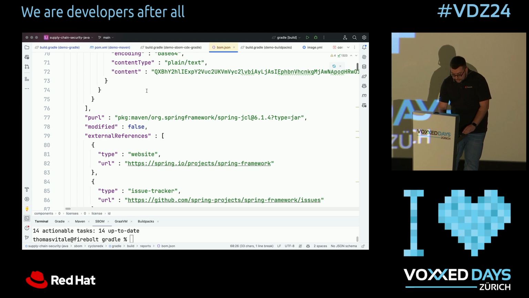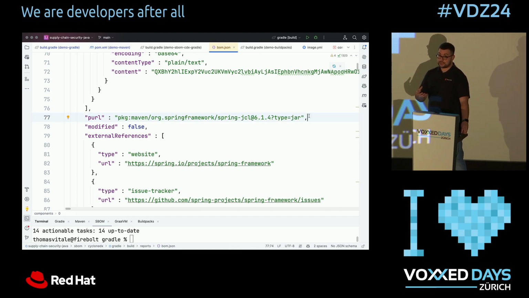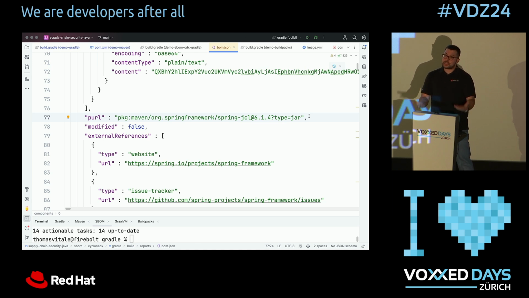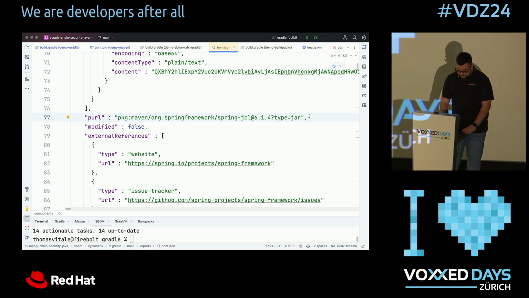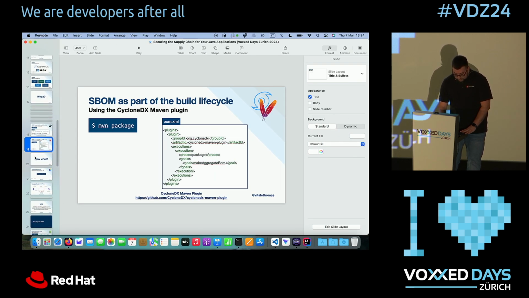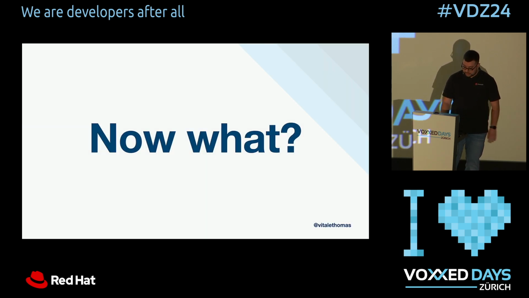And I have this URL. It's a package URL. This is what vulnerability scanners use in order to check if there is any vulnerability. So I have everything that I need, both to keep the inventory of everything that ends up in my application, but also to do something with it afterwards. Because generating an SBOM is not enough. What do we do next?